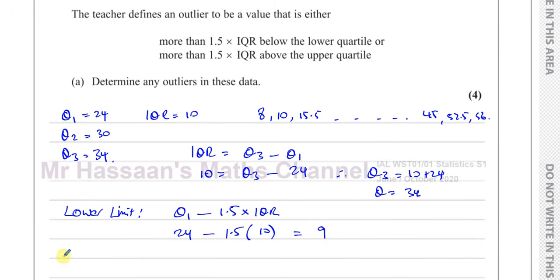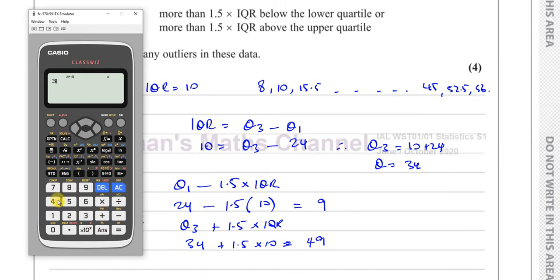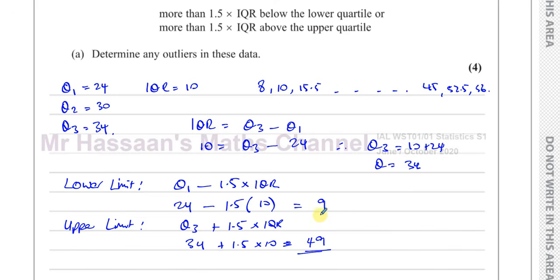And we're going to look at the upper limit for the outliers. The upper limit is Q3 plus 1.5 times the interquartile range. So that's going to be Q3, which we worked out to be 34, plus 1.5 times the interquartile range, which is 10. So it's 34 plus 15, which is 49. Okay, that's the upper limit and that's the lower limit.